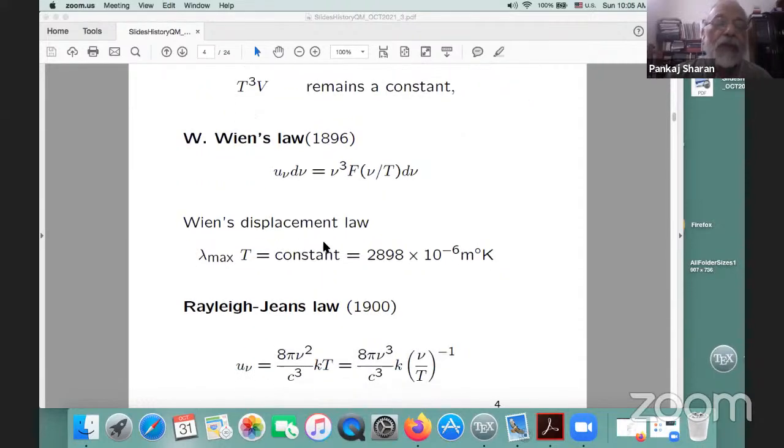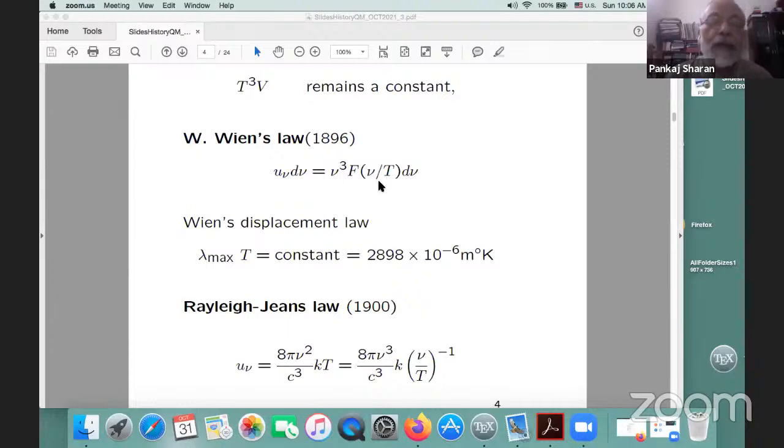And this is also quite important, because if nu by T is taken as one variable, then the function goes to 0 when nu goes to 0, and at very large frequencies also it has to go to 0, otherwise the intensity will become infinity. So this function has a maximum, and that maximum will occur at some frequency or some wavelength, and there nu by T or lambda times T will be a constant, because it is a function of this ratio.